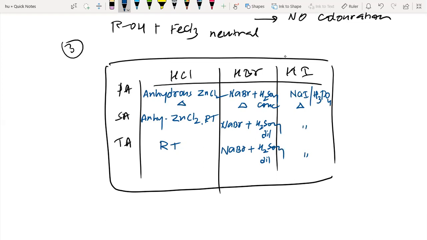So this is one table you should keep in mind. It will help you to write the reaction. Exactly what reaction I'm talking about is the reaction of alcohol with hydrogen halide. This reaction we are doing here. So now we'll see some questions on this.